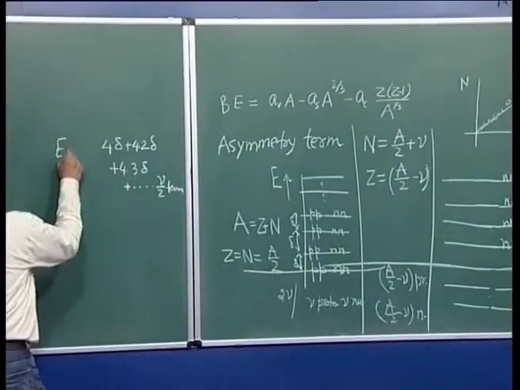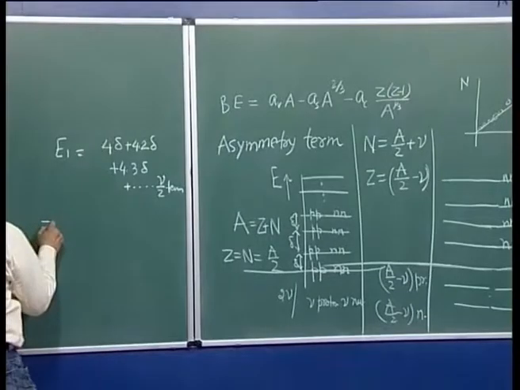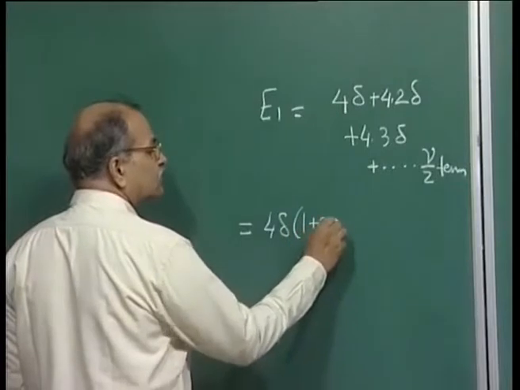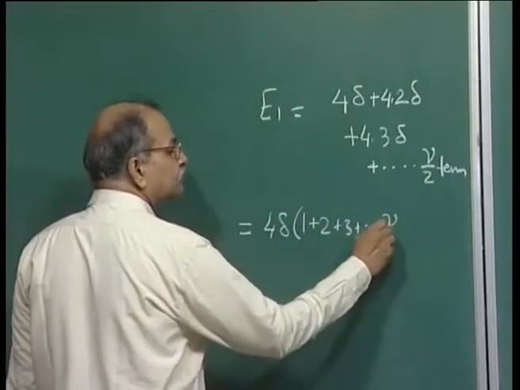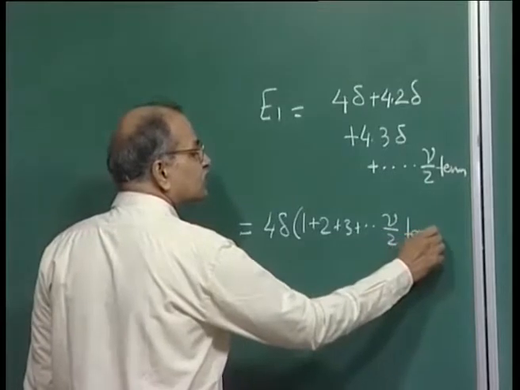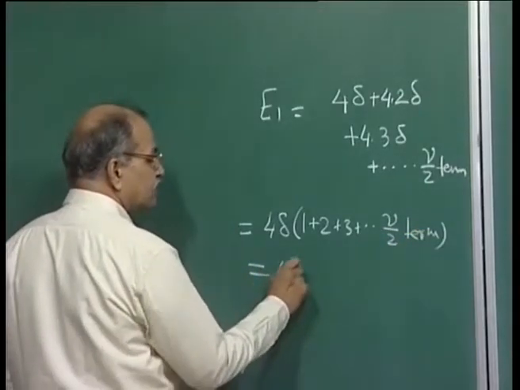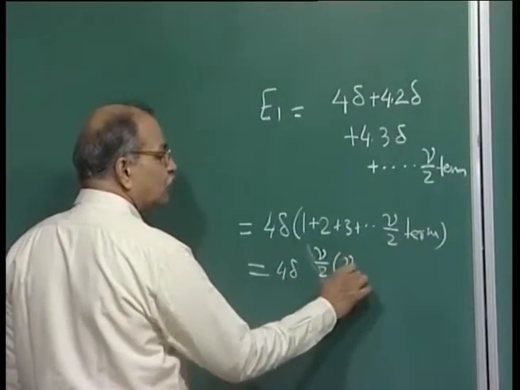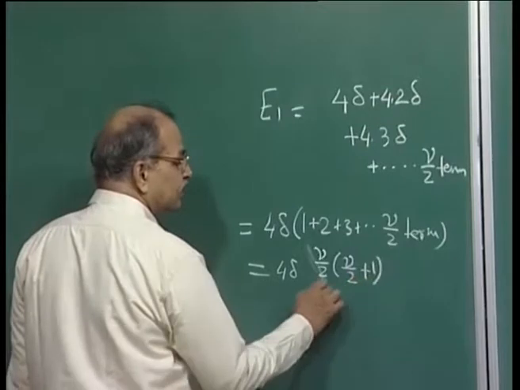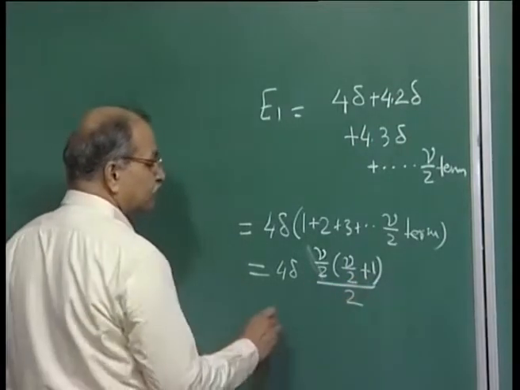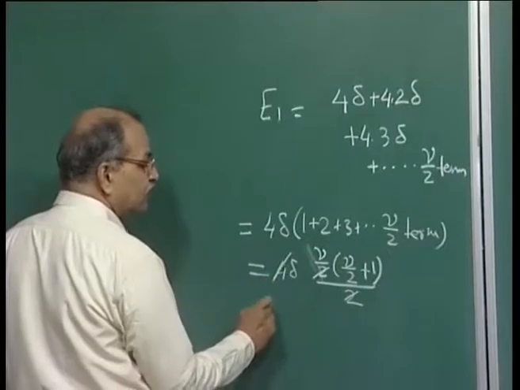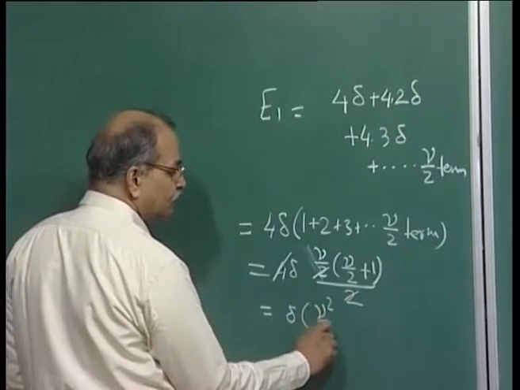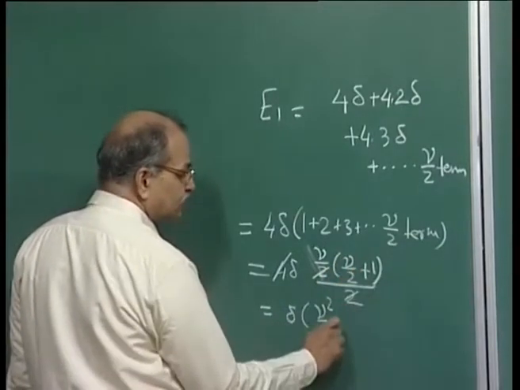This is, let us call it energy E1. So, that is equal to, what is to be taken common? 4 delta, 1 plus 2 plus 3 up to nu by 2 terms. This is 4 delta into nu by 2, nu by 2 plus 1, and then divided by 2. So, this 2, this 2, this 4 can be cancelled and you have delta times nu square by 2 plus nu.